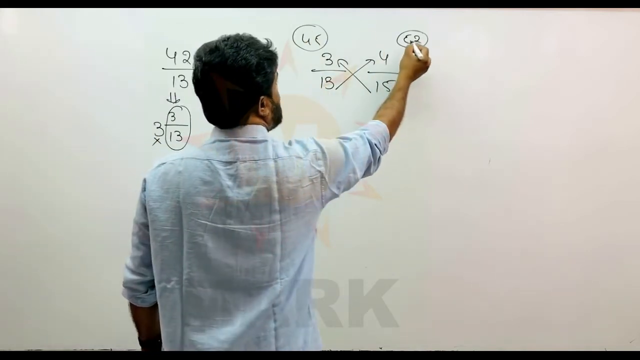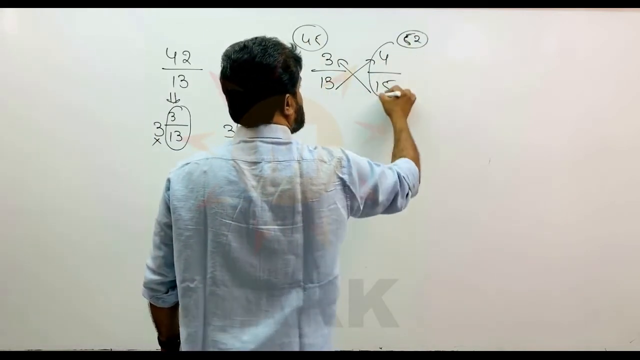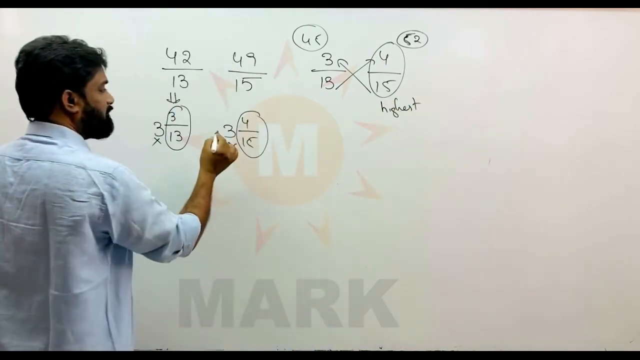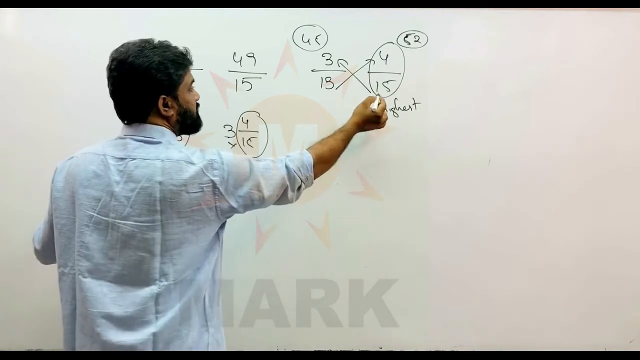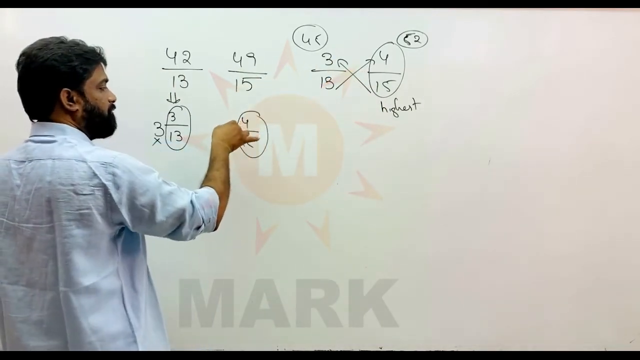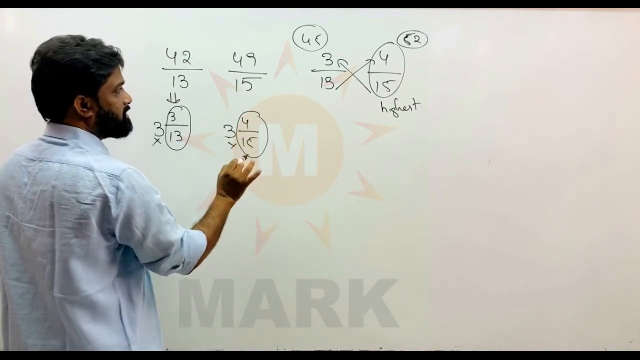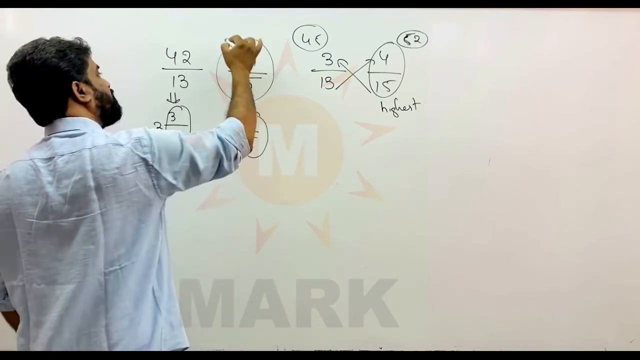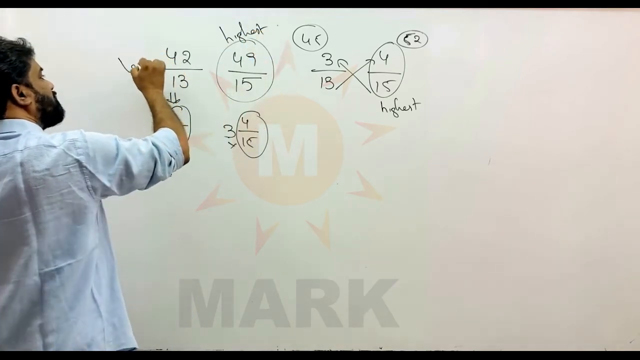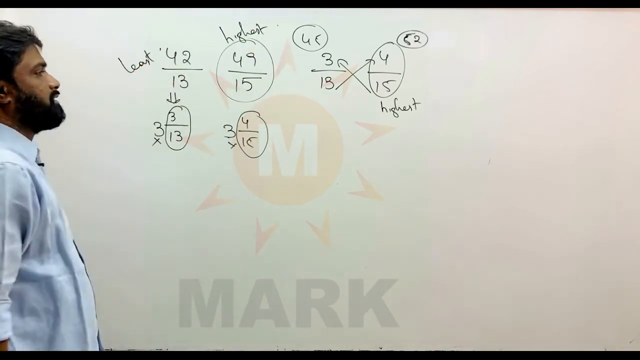So which is the highest value? 52 is the highest value. So obviously 4 by 15 is of highest value. That means if you go in the backward direction, 4 by 15 mixed fraction is the highest value. Obviously 4 by 15 is of highest value, and this is of least value.